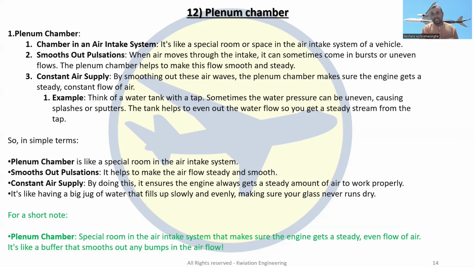In simple terms, a plenum chamber is like a special room in the air intake system that smooths out pulsation. It helps to make the airflow steady and smooth, with a constant air supply. By doing this, it ensures the engine always gets a steady amount of air to work properly. It's like having a big jug of water that fills up slowly and evenly, making sure your glass never runs dry. For a short note, a plenum chamber is a special room in the air intake system that makes sure the engine gets a steady, even flow of air. It is like a buffer that smooths out any bumps in the airflow.